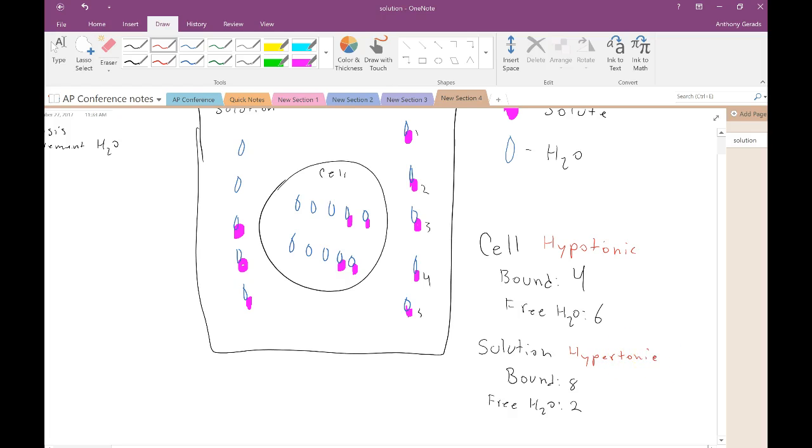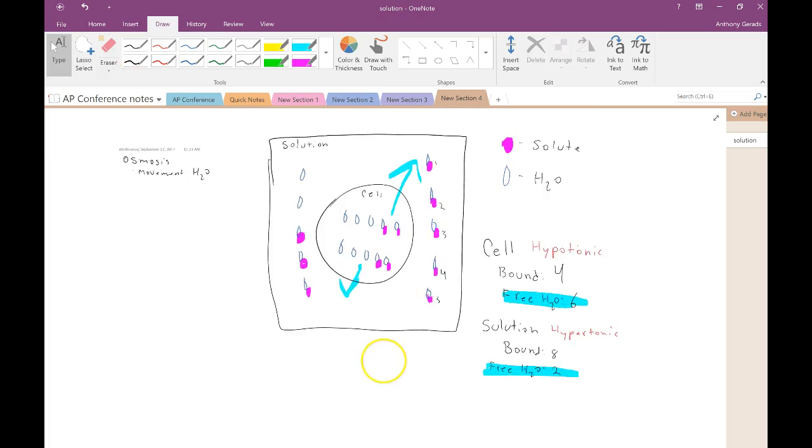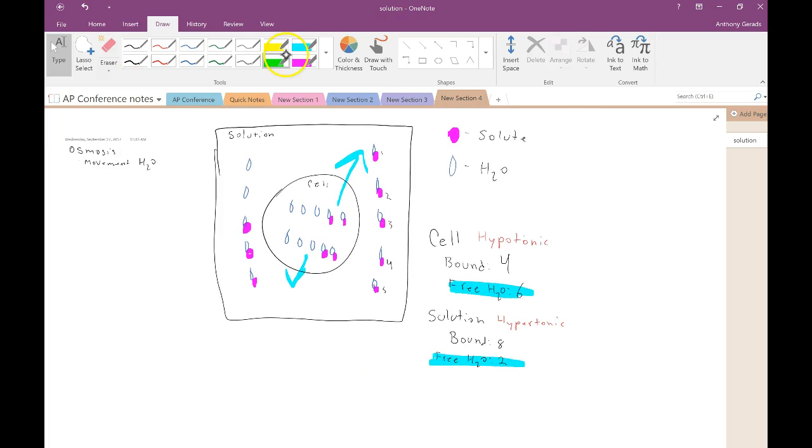Okay, and so we said water always moves from high free water to low free water. If I look in the cell, we said the cell had 6 free water molecules. The solution had 2 free water molecules. So which one has more free water molecules? Okay, you're telling me the cell does. So which way would water move? From the cell to the solution. Water should move out.